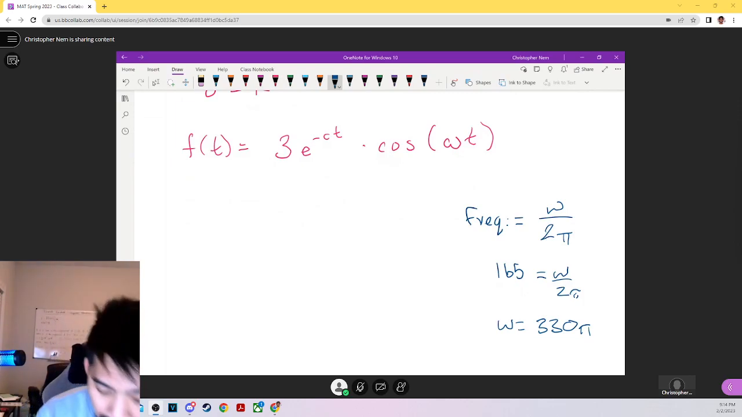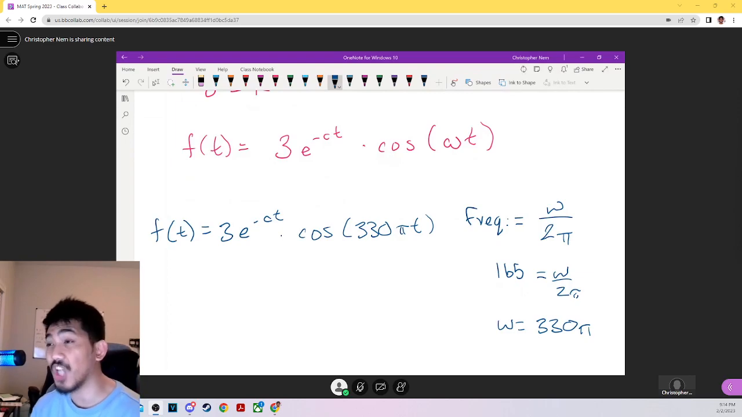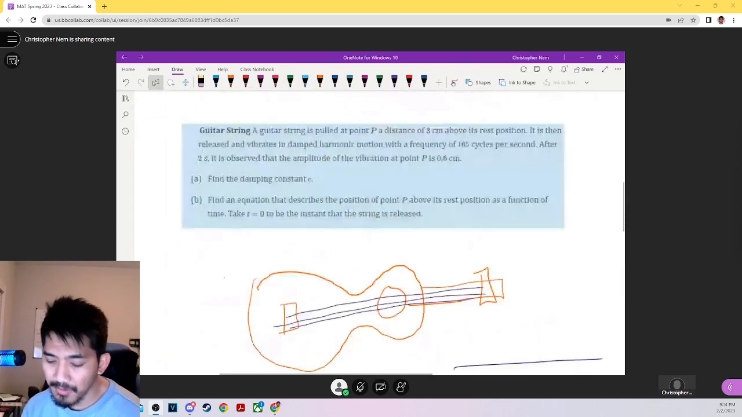We're almost there. So now I have f of t is equal to 3e to the negative ct. And we keep t right now. That's always interchangeable to be a variable, not depending on the situation. Times cosine of 330 pi t. Great. We have that. That helps us a lot. We know f of 0 is equal to 3, and that gave us that k value. Now, going back to the original problem, we have to use other information.